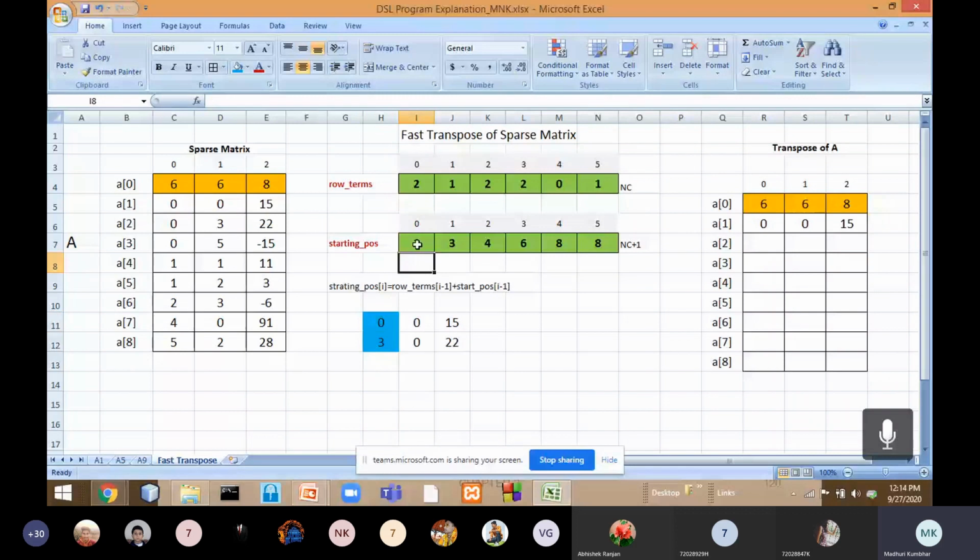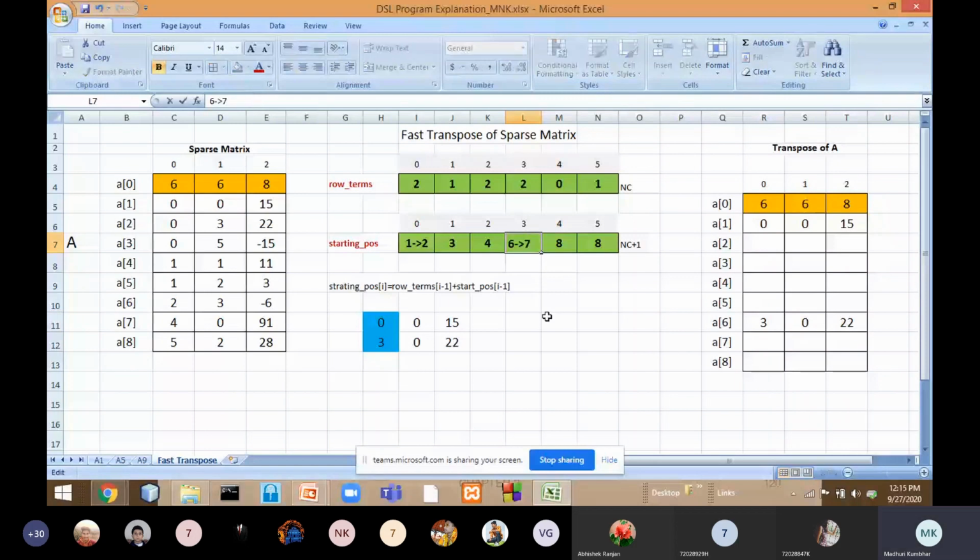Increment the 1. What will it become? 2. Okay, now we come to this. What is the row value over here? 3. At index 3, what is the value stored? Look at the starting position index. It is 6. So I will copy this 3, 0, 22 to 6. Clear? And increment this by 1. What will it become after increment?